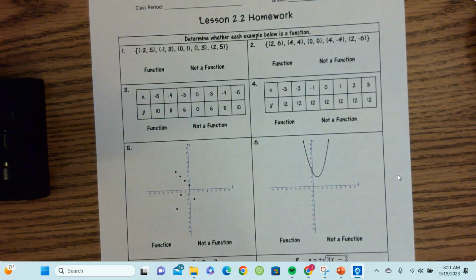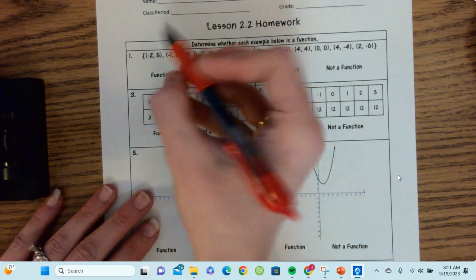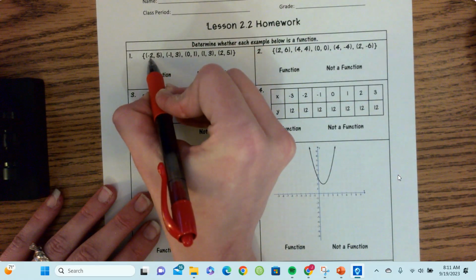Alright, if it's a function, the x doesn't repeat with a different y. The x can repeat if it's paired up with the same y. But if it's paired up with a different y, then it's not a function. So all you need to do is look at your x's.